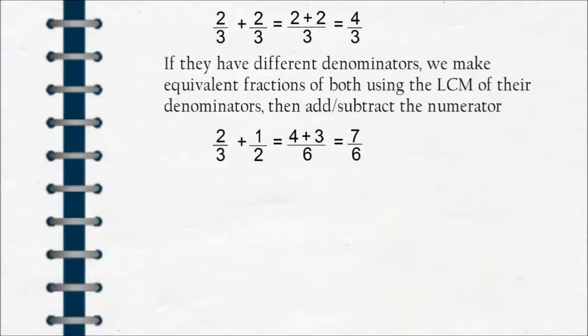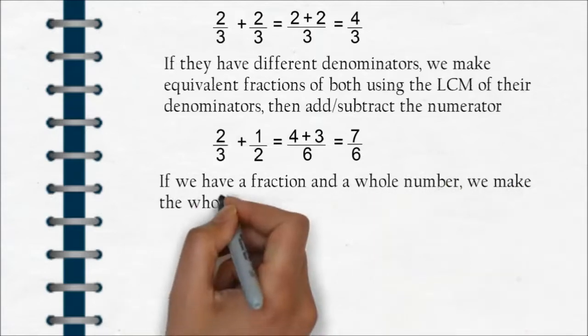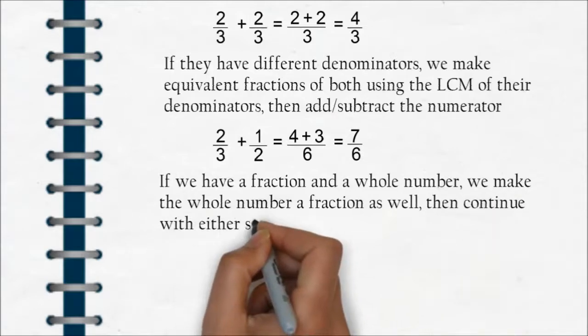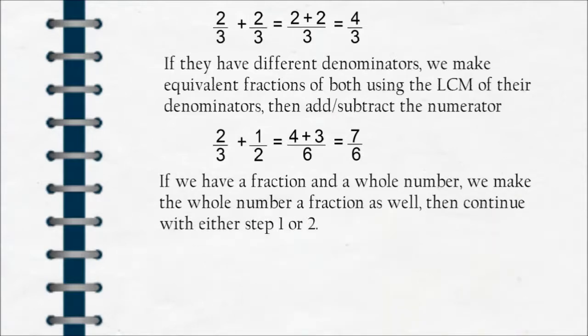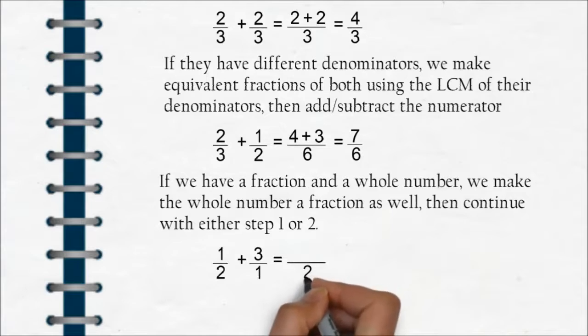Now, another case is when we are adding a fraction to a whole number. When we have a fraction and a whole number, we make the whole number a fraction as well. Then continue with either of the previous steps. That is to say, if we have 1 over 2 plus 3, 3 is a whole number, so we make 3 a fraction, and we can simply do that by writing it as 3 over 1. So we have 1 over 2 plus 3 over 1. The LCM of 2 and 1 will be 2.